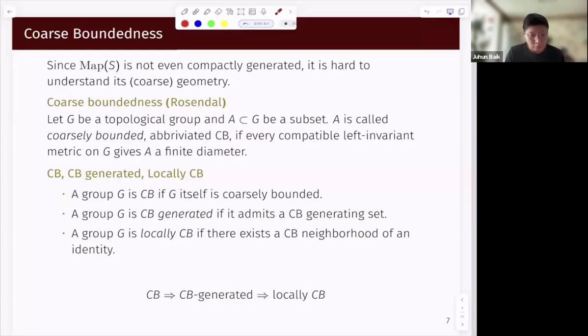So here, G is CB if G itself is coarsely bounded, and G is CB generated if it admits a CB generating set, and a group G is locally CB if there exists a CB neighborhood of the identity. So there is an inclusion relation: CB implies CB generated, and CB generated implies locally CB.